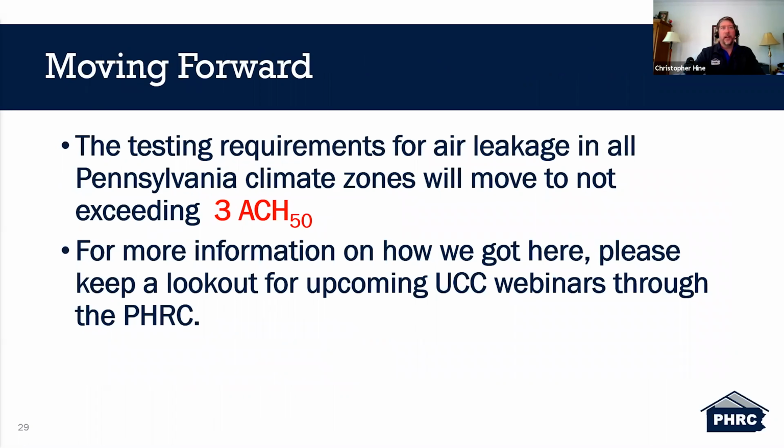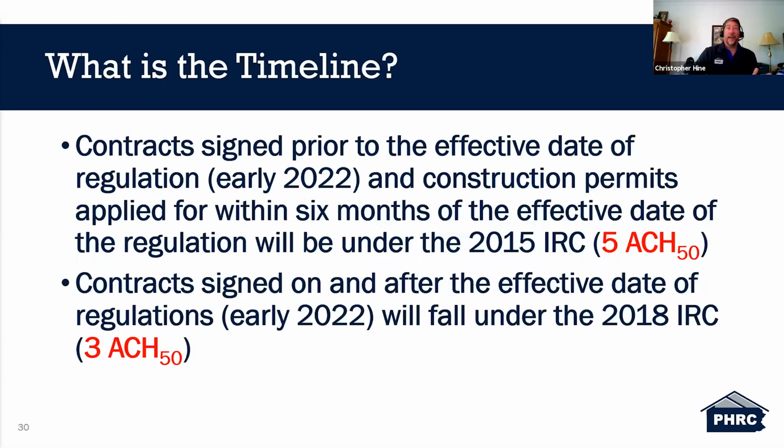Now moving forward, the testing requirements for air leakage in all of Pennsylvania climate zones will move to not exceeding 3 ACH 50. If you want more information on how we got to this point, please keep a lookout for the PHRC putting out some webinars on the UCC, explaining where we were and how we're getting into this transition. And this is the timeline. As of now, this is the data that we have.